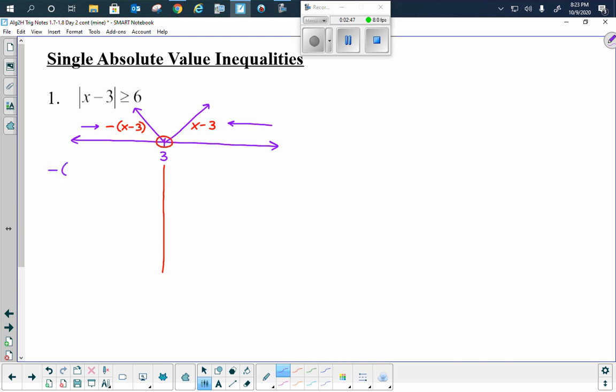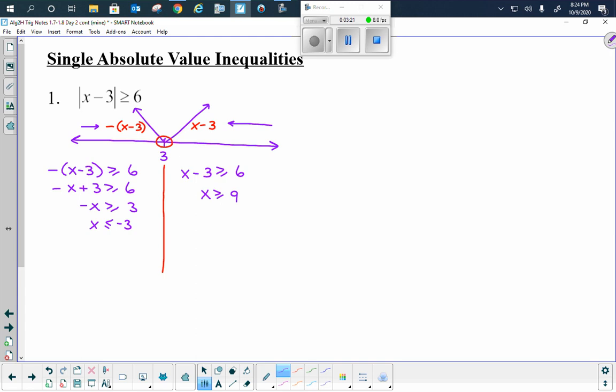So you're going to have the opposite of x minus 3 is greater than or equal to 6. And on the right side, you'll have x minus 3 is greater than or equal to 6. Go ahead and solve both those inequalities. So negative x plus 3 greater than or equal to 6, negative x greater than or equal to 3. When you divide by a negative, don't forget to switch the sign: x is less than or equal to negative 3. And then x is greater than or equal to 9 on this side.